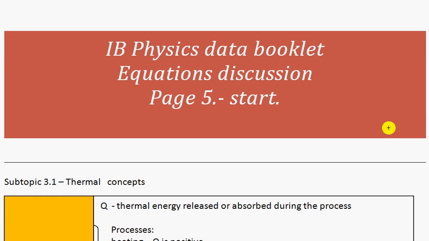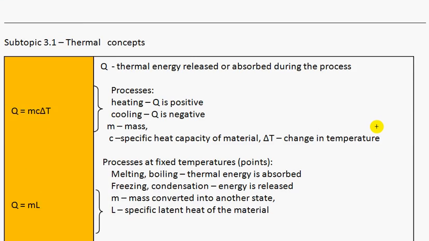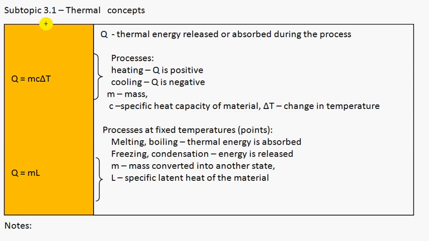So, IB Physics data booklet, equations discussion, page 5. Open page 5. Here we see subtopic 3.1, thermal concepts. Q is thermal energy released or absorbed during the process. So processes in which temperature changes: heating and cooling. In heating Q is positive, in cooling Q is negative. m is mass, c is a characteristic of the material, the specific heat capacity of the material, and delta T is the temperature change.